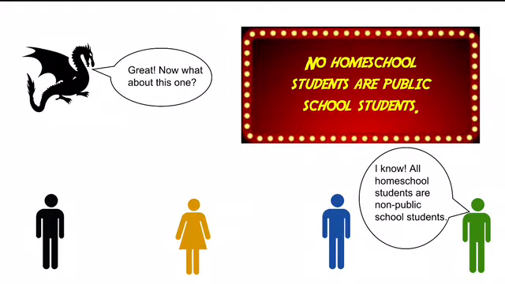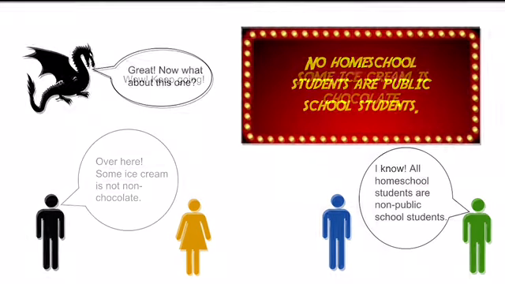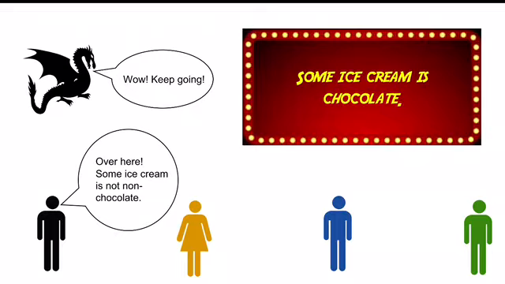Logic Dragon says, great, now what about this one? No homeschool students are public school students. And the fellow in green says, I know, all homeschool students are non-public school students. And again, he's changed the quality from negative to affirmative and changed the predicate from public school students to its complement, non-public school students. Logic Dragon says, wow, keep going.